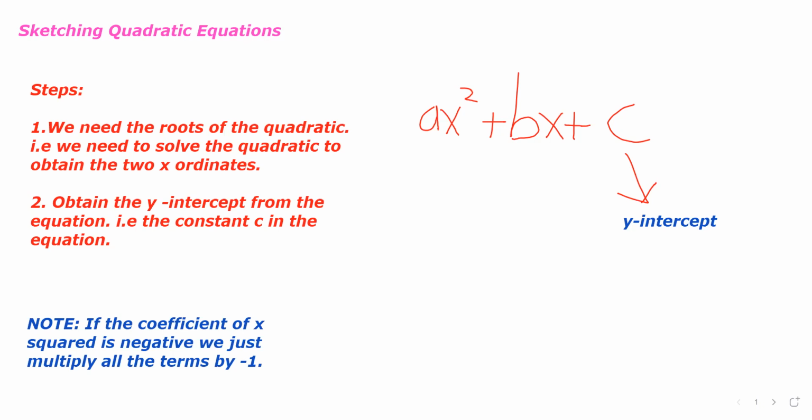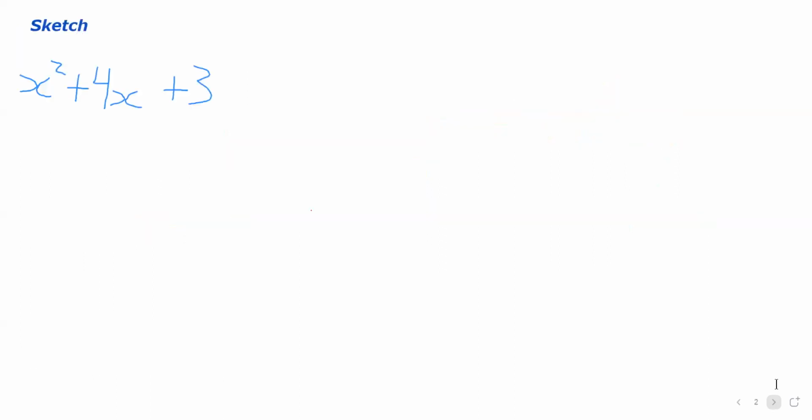The second step is to obtain the y-intercept, which is basically the constant from the equation. So this constant here is the y-intercept. We need the roots and the y-intercept. And note, if the coefficient of x squared, which is this value here, is negative, we need to multiply all the terms by -1. That is really all the knowledge you need to do the question. So with that said, let's try some questions and see how these steps will go.